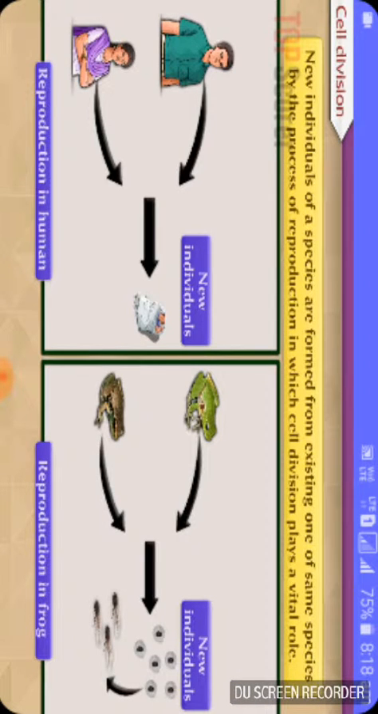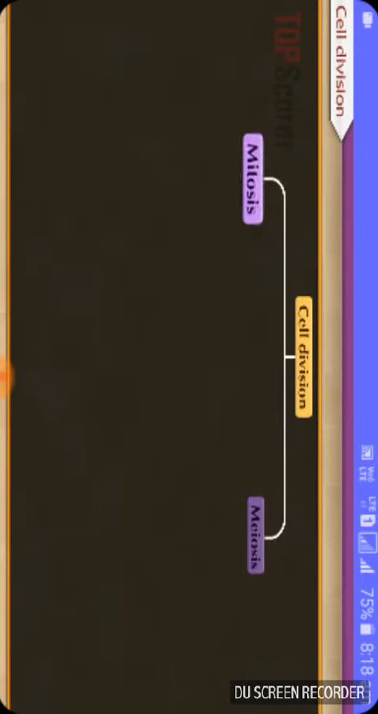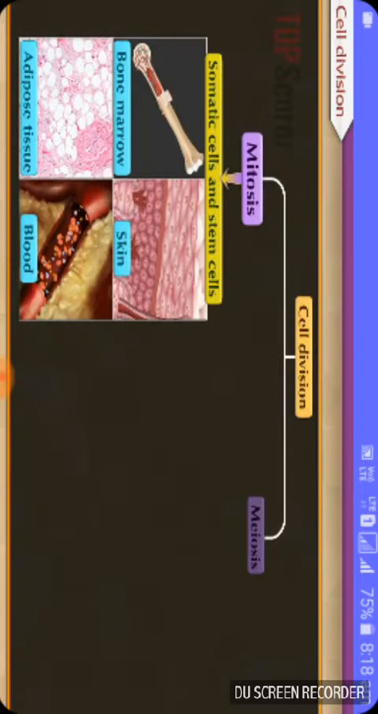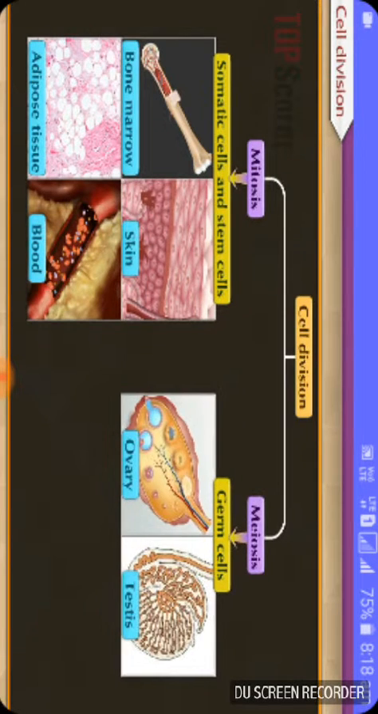New individuals of a species are formed from existing ones of the same species by the process of reproduction, in which cell division plays a vital role. Cell division is of two types: mitosis and meiosis. Mitosis occurs in somatic cells and stem cells of the body, whereas meiosis occurs in germ cells only.